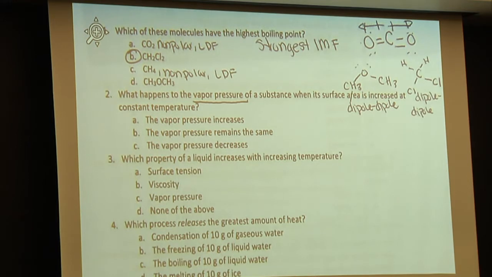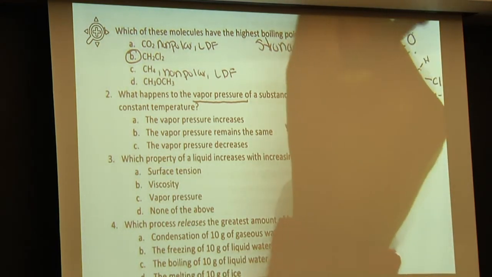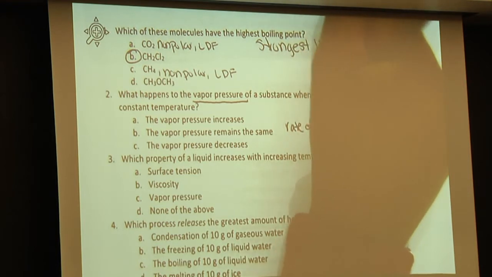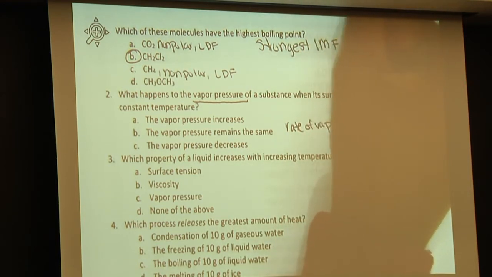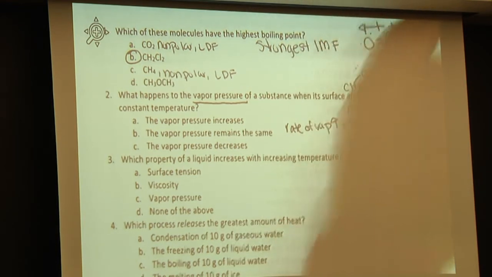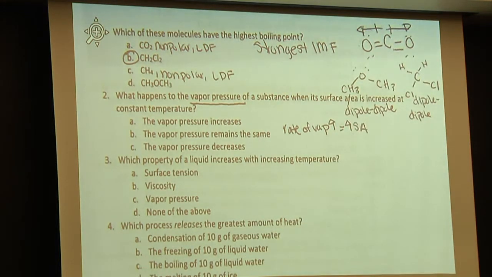So the rate of vaporization increases with increasing surface area. The vapor pressure of a liquid is independent of the surface area, and an increase in surface area increases both the rate of vaporization and the rate of condensation. So these effects will exactly cancel and the vapor pressure would not change. So the answer would be B.